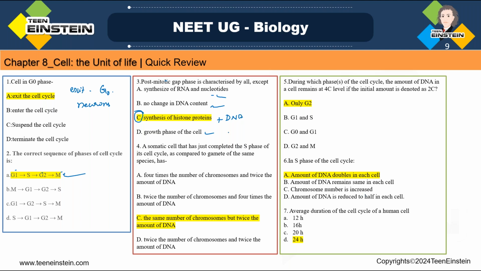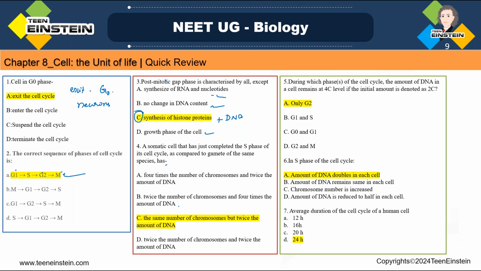It's a somatic cell that has just completed the S phase of the cell cycle, as compared to the gamete of the same species that has: first option, 4 times the number of chromosomes and twice the amount of DNA. Second option, twice the number of chromosomes and 4 times the amount of DNA. Option third, the same number of chromosomes but twice the amount of DNA. Option 4, twice the number of chromosomes and twice the amount of DNA.